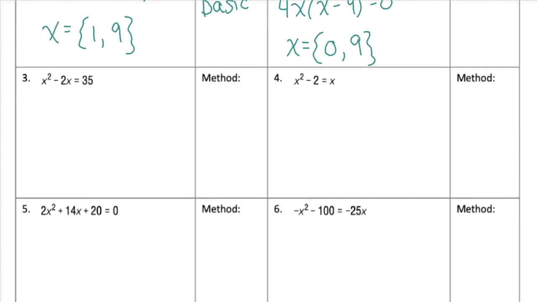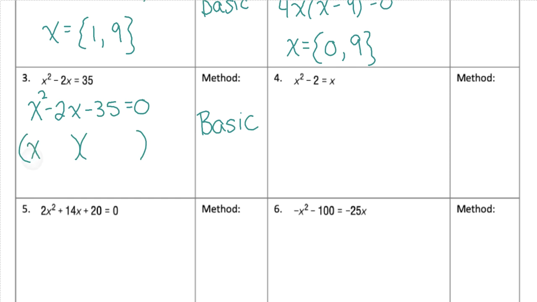Okay, so looking at this one, I notice that it's not equal to 0, so the first thing I'm going to do is get it equal to 0 so that I can see what's going on. This one has no a value out in front, no GCF, so I'm just going to do the basic method here and see if I can find multiples of -35 that add up to -2. So my factors would be 7 and 5. If I want them to add up to -2, I need -7 and +5. So my solutions are going to be 7 and -5.